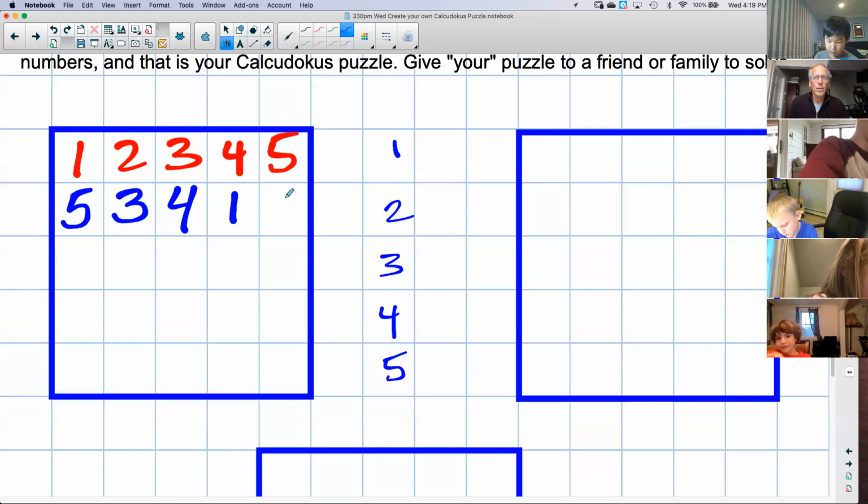And finally, come on, you got it. A 2. You know there's already a 4 in that row. A 2. That's right. Now, Roman, do the next row.